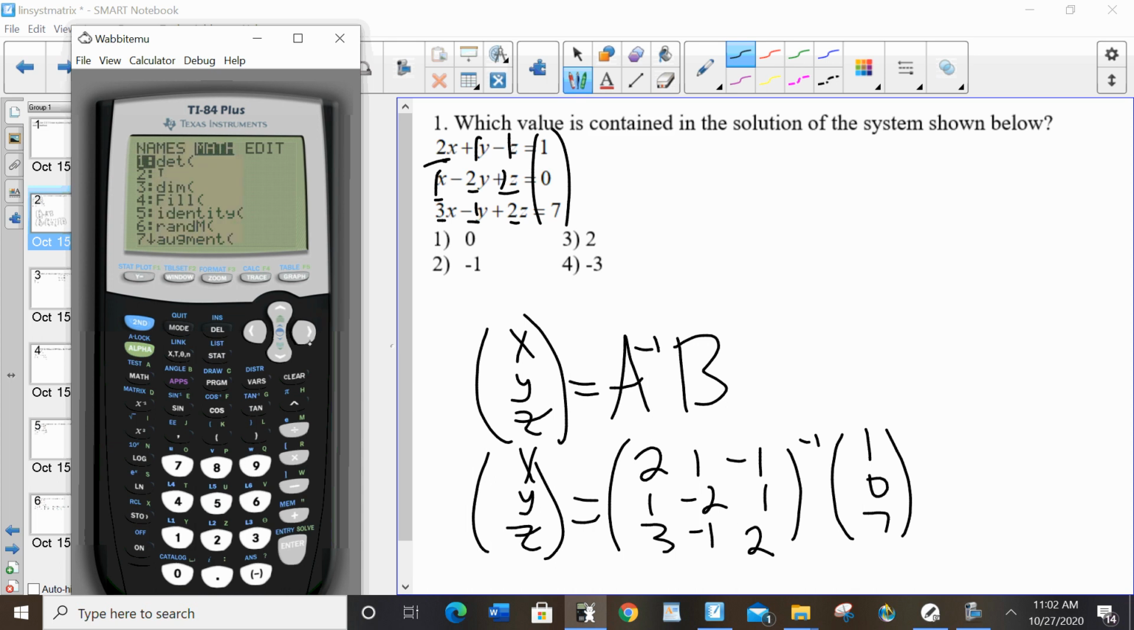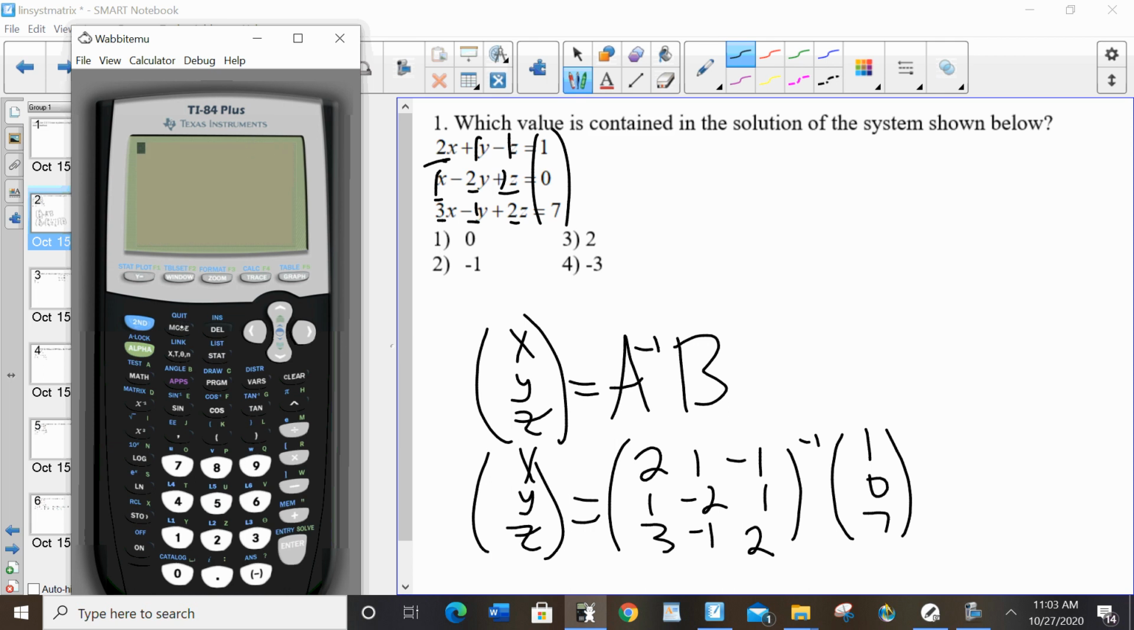I'm going to tab over to edit. I'm going to go to A. A is a 3 by 3, so I hit 3, enter, 3, enter. I type in the matrix. 2, enter, 1, enter, negative 1, enter, 1, enter, negative 2, enter, 1, enter, 3, enter, negative 1, enter, 2, enter. Now I hit second quit.